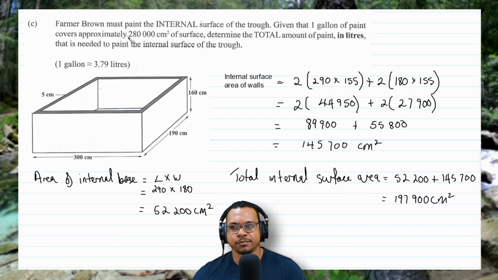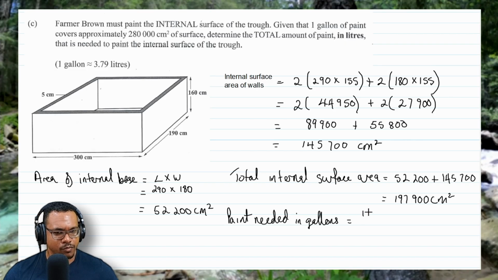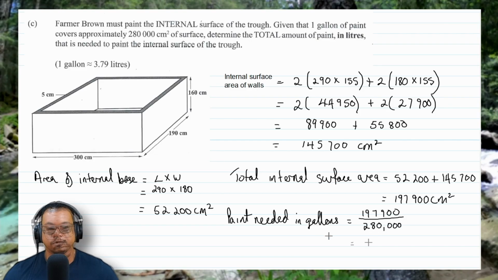So now that we know the internal surface area to be painted, we know that 1 gallon of paint will give us approximately 280,000 centimeters squared of surface. So I'm going to have the paint needed in gallons will be equal to this 197,900 divided by 280,000. All right, and if I'm going to go to 2 decimal places, this will be 0.71 gallons.